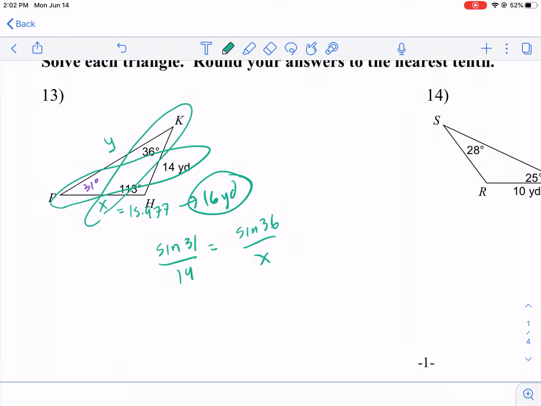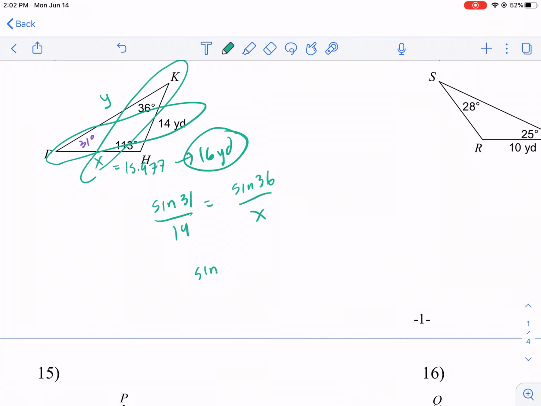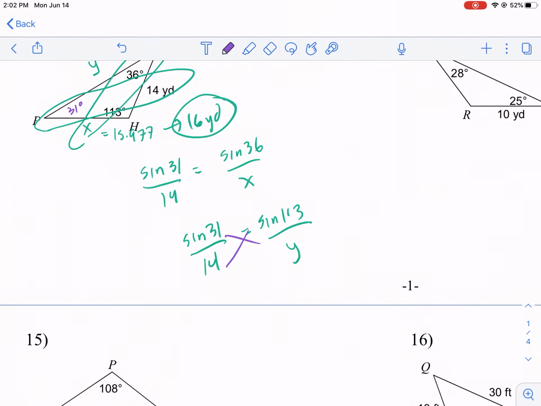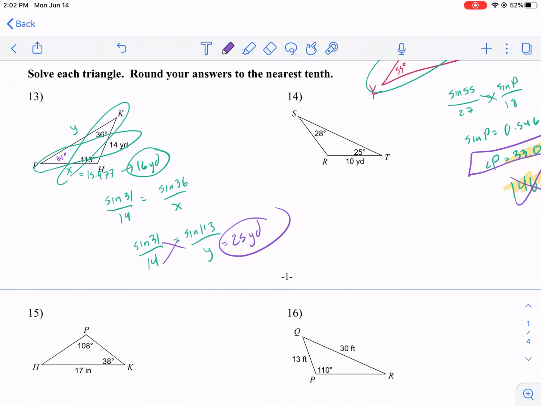Then for y, I do the same thing. I'm going to use the same proportion. Don't make it complicated for yourself by trying to use the new one you just found. Don't be fancy, just do what works. Sine 113 over y this time, another side length. I cross multiply again, so I have sine of 113 times 14, and then I divide by sine of 31, and I get y equals 25 to the nearest whole number. So 25 and 16 are my values for the other sides of the triangle, with angle 31.